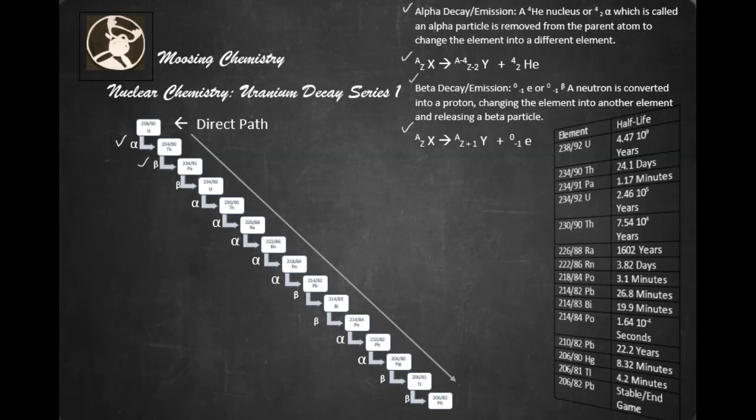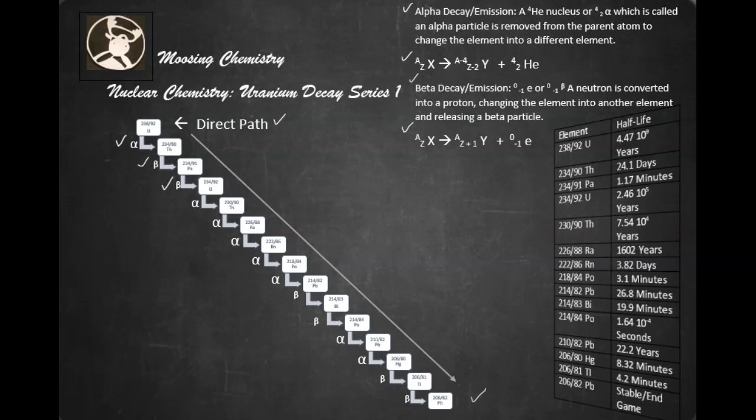So let's take our direct path from uranium-238 to lead-206 and see how that process works. Uranium-238 is going to undergo alpha decay and be converted into thorium-234. Thorium-234 undergoes beta decay. It's going to gain a proton and become protactinium-234.